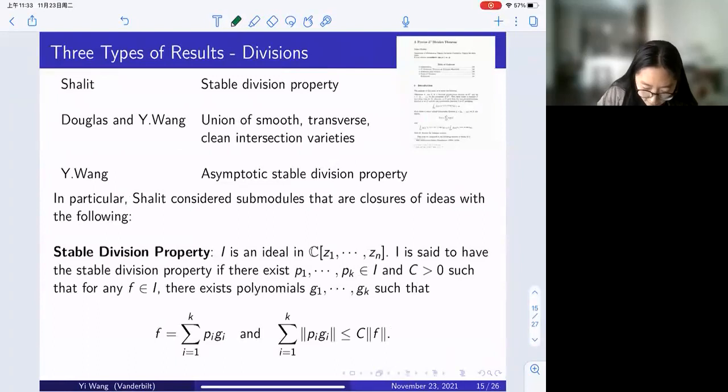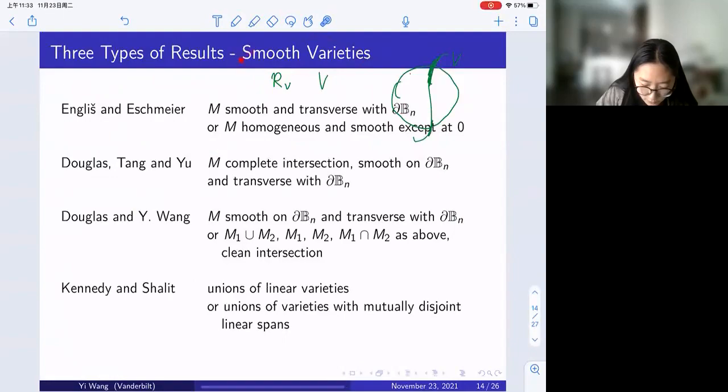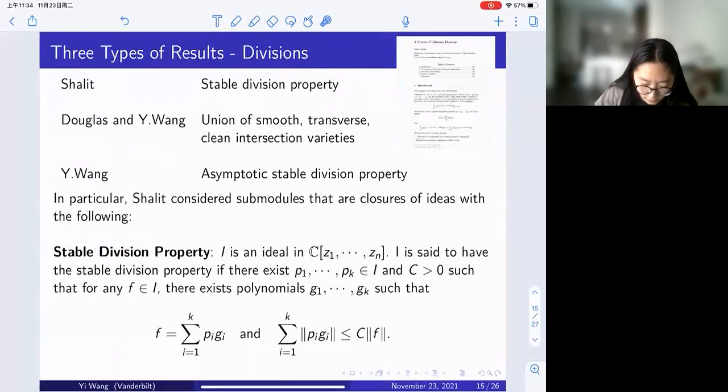And also there's another type which involves the diffusion. The smooth variety case and the principal case you can think of as the building blocks of this diffusion case. So the idea is you have a submodule or quotient module, and you want to divide them into nice sums of these previous types. In particular, I want to talk about the so-called stable diffusion property introduced by Charlotte.